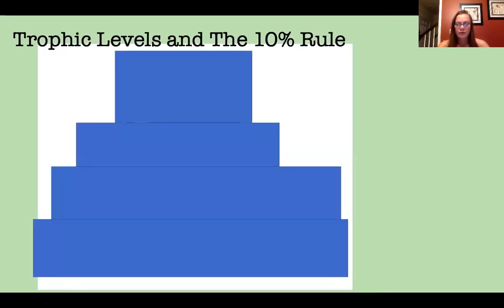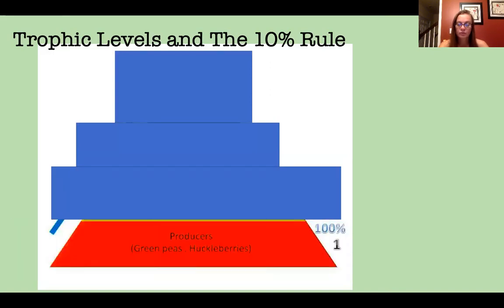Okay, let's talk about trophic pyramids. Let's talk about the 10% rule. This is a trophic pyramid. Trophic pyramids begin at the bottom level, which is producers. Producers are those things that take in their energy from the sun and use photosynthesis to produce their own energy. So they transform 100% of the energy they receive from the sun into energy.